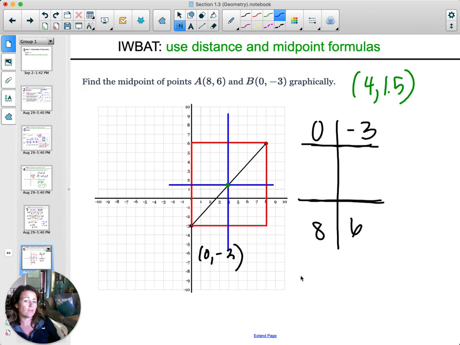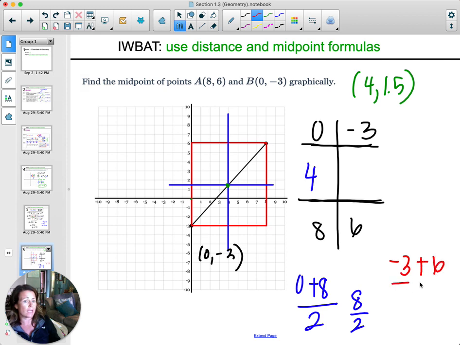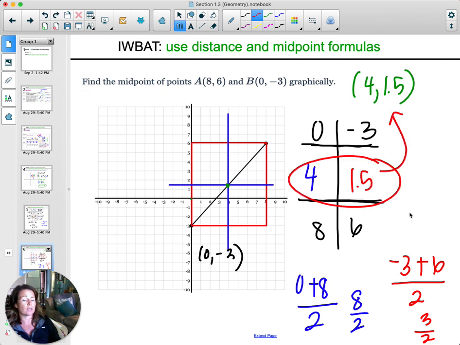Okay, so the way that you find the middle is 0 plus 8 divided by 2. It's just average. You have two numbers, add them together, divide by 2. So we get 8 divided by 2, which is 4. And then same with the y's. So we have 2 points, so you would add them together, the y's, and then divide by 2. So -3 plus 6 is 3, divided by 2 is 1.5. And that gets you that midpoint as well.